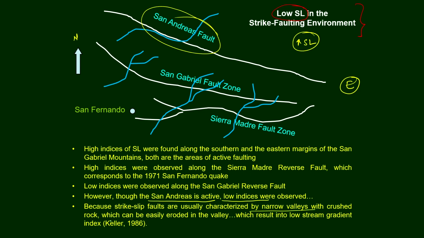with crust rocks which can be easily eroded in the valley, which results in a low stream gradient index. So, this is one of the reasons we have to keep in mind before we come down to any conclusion.